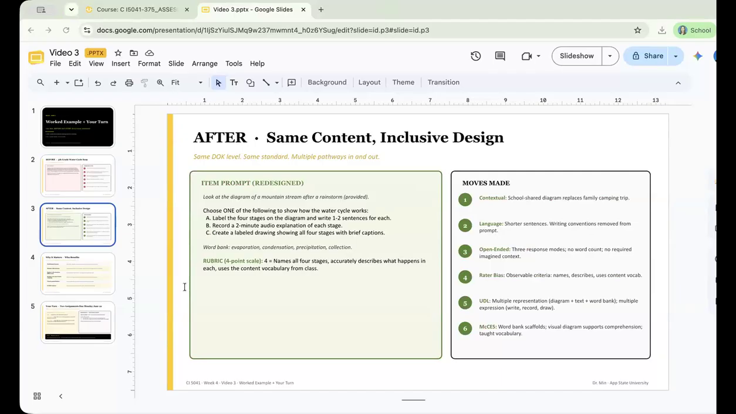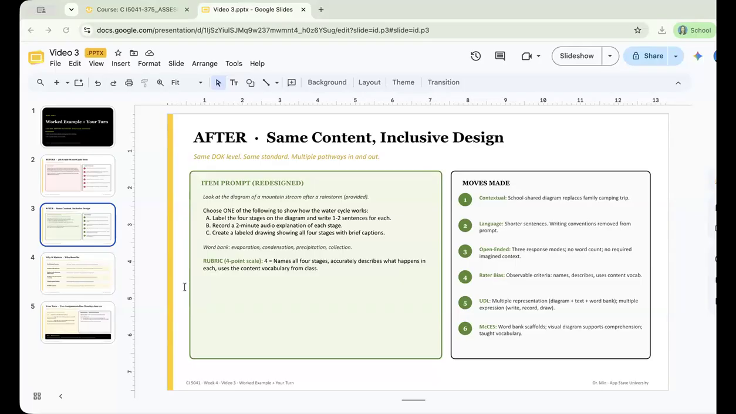Here's the after version. Same science content, same standard, same cognitive demand. Look at what changed. The prompt now starts with the school shared diagram of a mountain stream after a rainstorm. Every student in the room can see the same diagram. No one needs to imagine a personal camping trip. The student then chooses one of 3 response options.